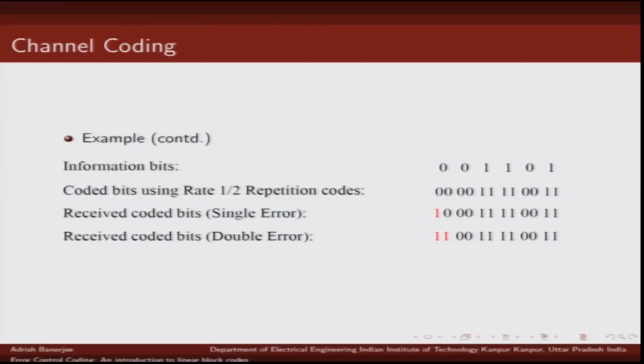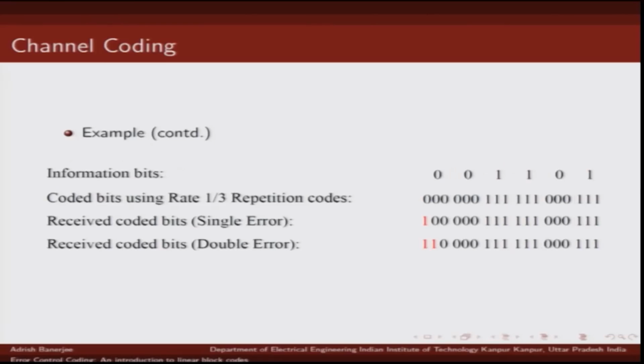Now, let us look at another example. This time we are considering a rate 1/3 repetition code. What does a rate 1/3 repetition code mean? Again we are considering a binary code. For each bit we are adding 2 parity bits, repeating the same bit. So, for 0 we will code it as 0 0 0, and for 1 we will code it as 1 1 1.